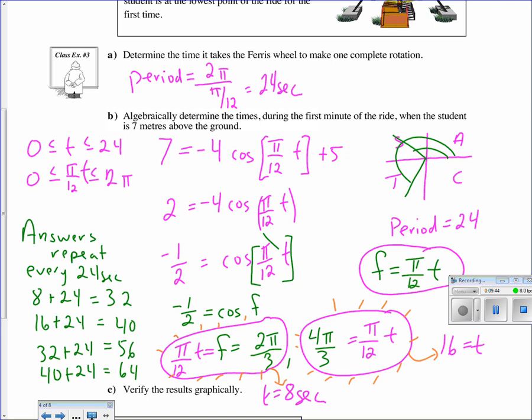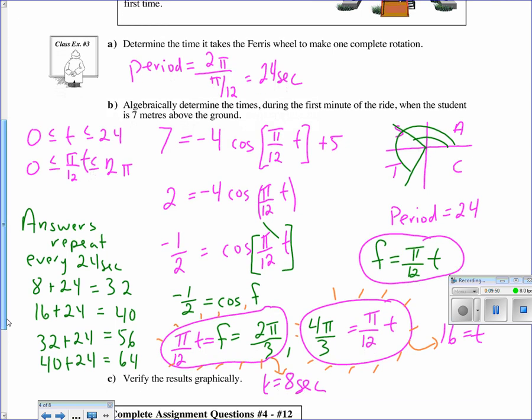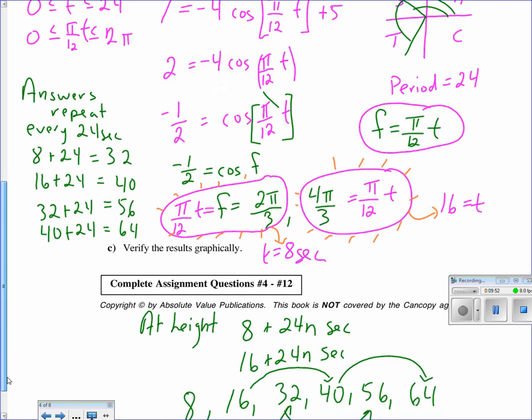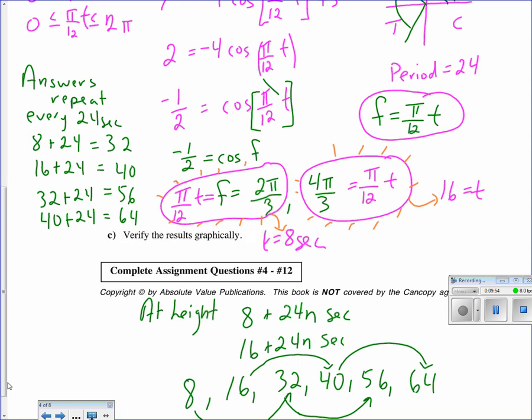Now, the period is 24 seconds. How does that impact my rotating wheel? Well, this is what's really neat about it. I repeat that height every 24 seconds. So I can take 8 and add 24. I can take 16 and add 24. And then I can keep doing that.